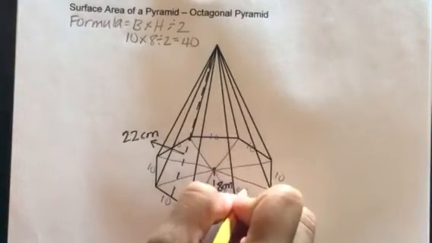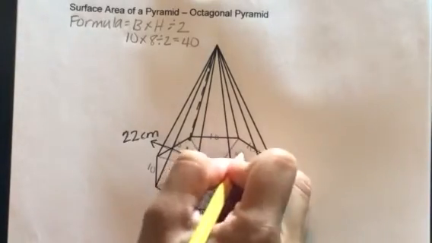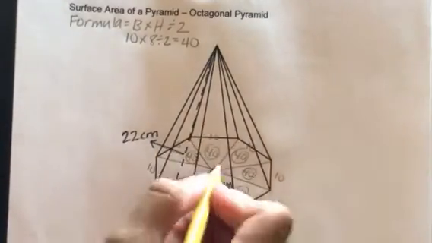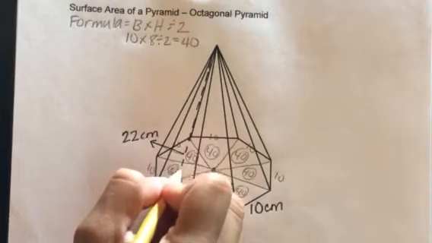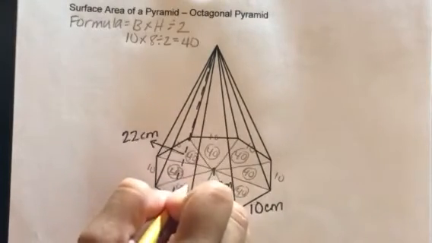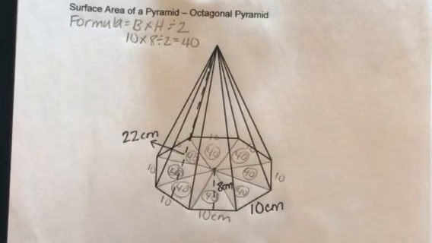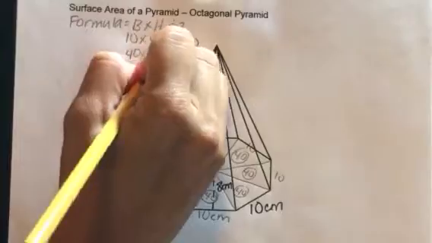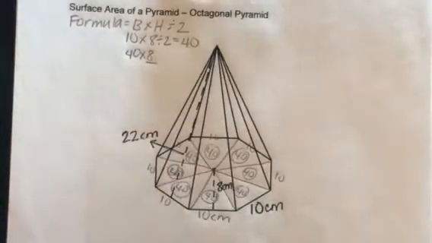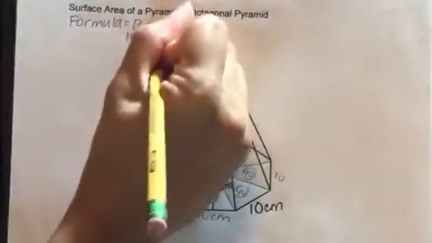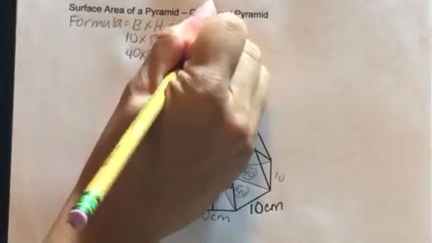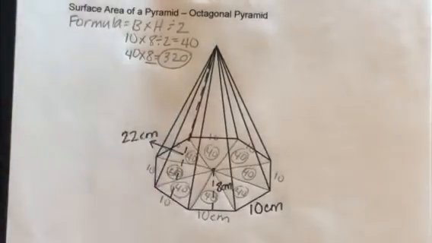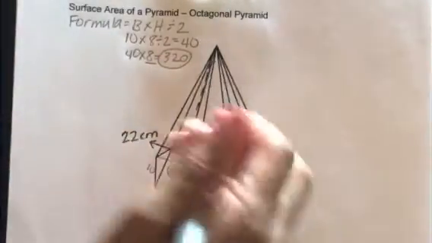That means all of these mini triangles, the area is going to be 40 because they are all identical, because they all have a base of 10 and a height of 8. Oops, that should be 40, all the way around. So the next thing I'm going to do is I'm just going to do 40 times 8, since there's 8 identical triangles. And 40 times 8 is 320. All right. So we just found the area of our base, which is 320. Let's write that down.